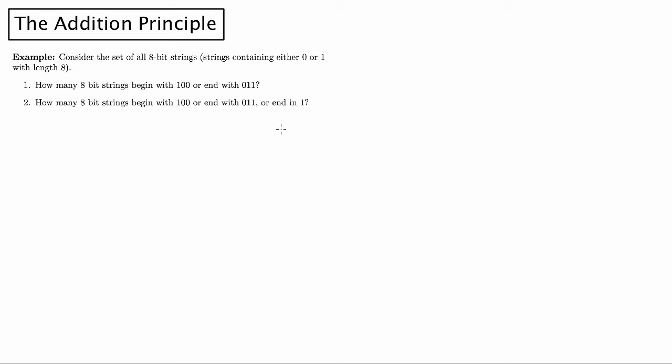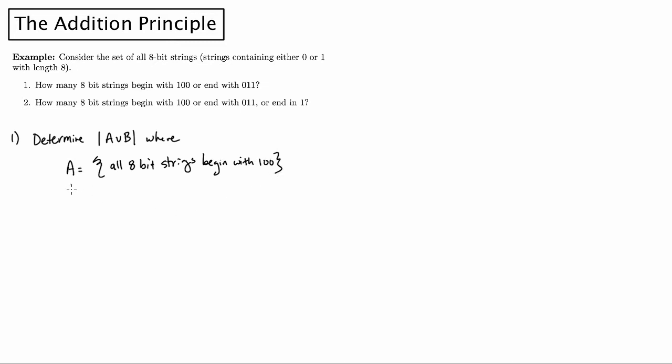Now, starting with the first one, the way that I can think of this is I want to determine the size of the set A union B, where A is the set consisting of all 8-bit strings that begin with 100, and B is the set of all 8-bit strings that end with 0, 1, and 1.